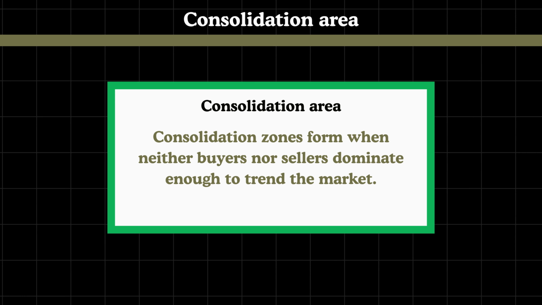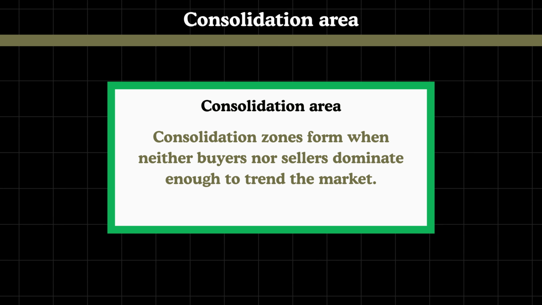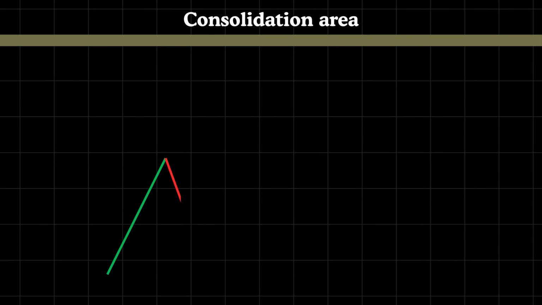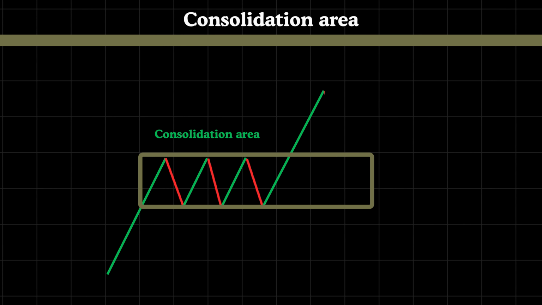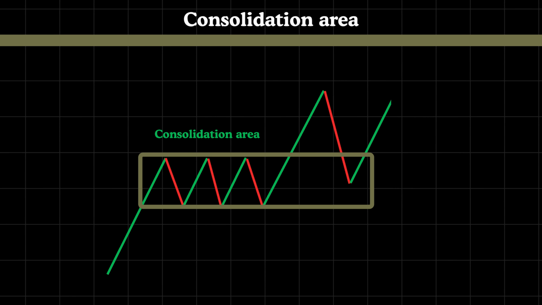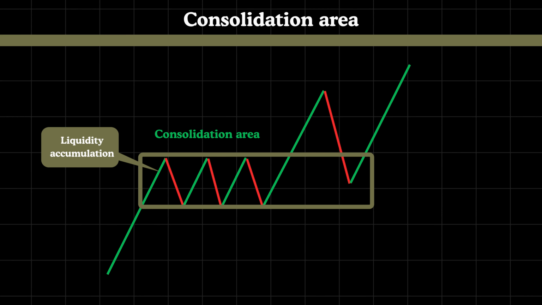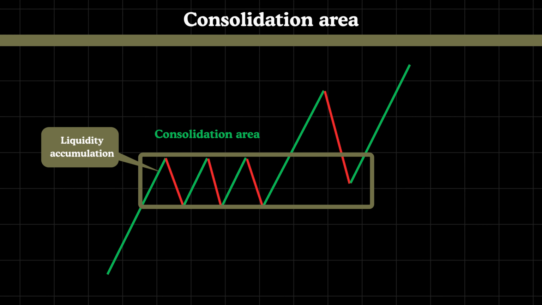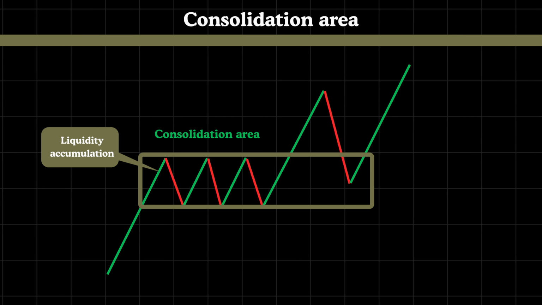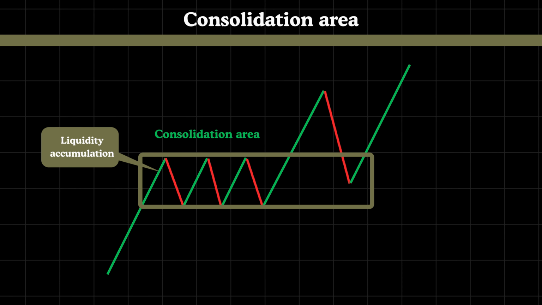Consolidation zones form when neither buyers nor sellers dominate enough to trend the market. This traps price in a sideways structure, almost like a box, where liquidity builds. Once the breakout happens, that prior range becomes an essential supply or demand zone. Still, we must confirm there's imbalance to validate it as a real zone.